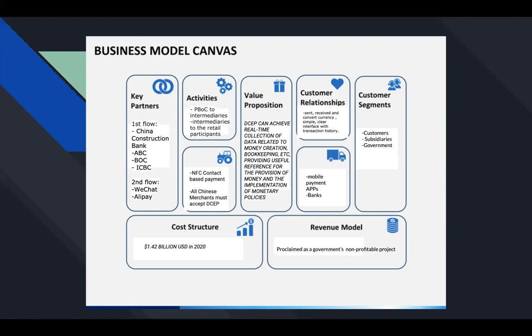Customer relationships. Basically, customers can send, receive, and convert currency simply, with a clean interface and transaction history. About channels, it basically should be mobile payment, apps, and banks. Customer segments: there should be customers, subsidiaries, and the government. About the revenue model, it is proclaimed as a government non-profitable project. And the cost structure should be $1.42 billion in 2020.